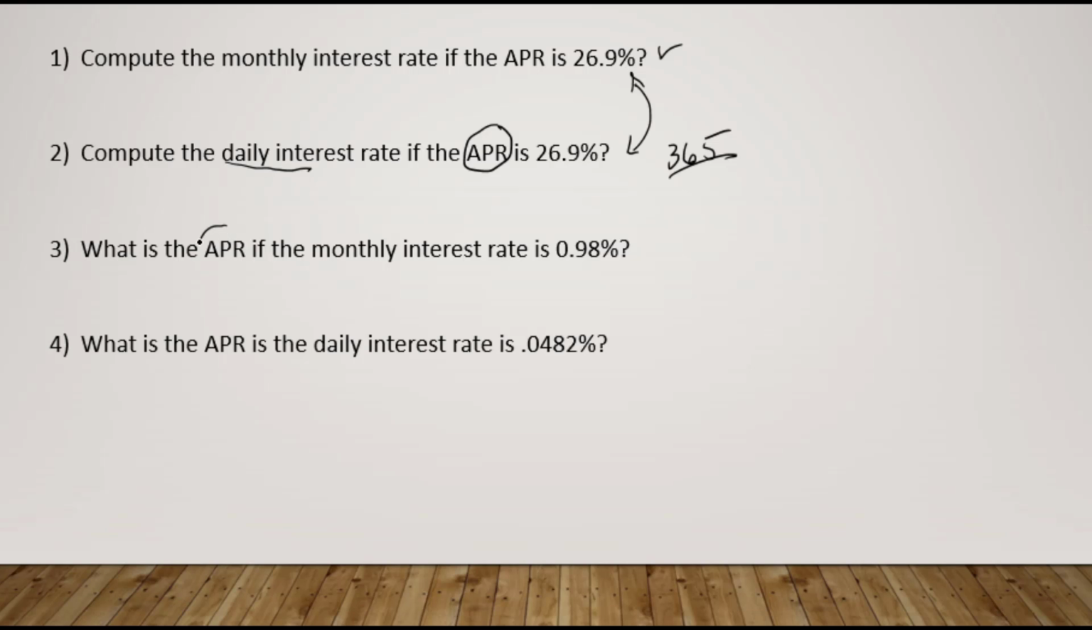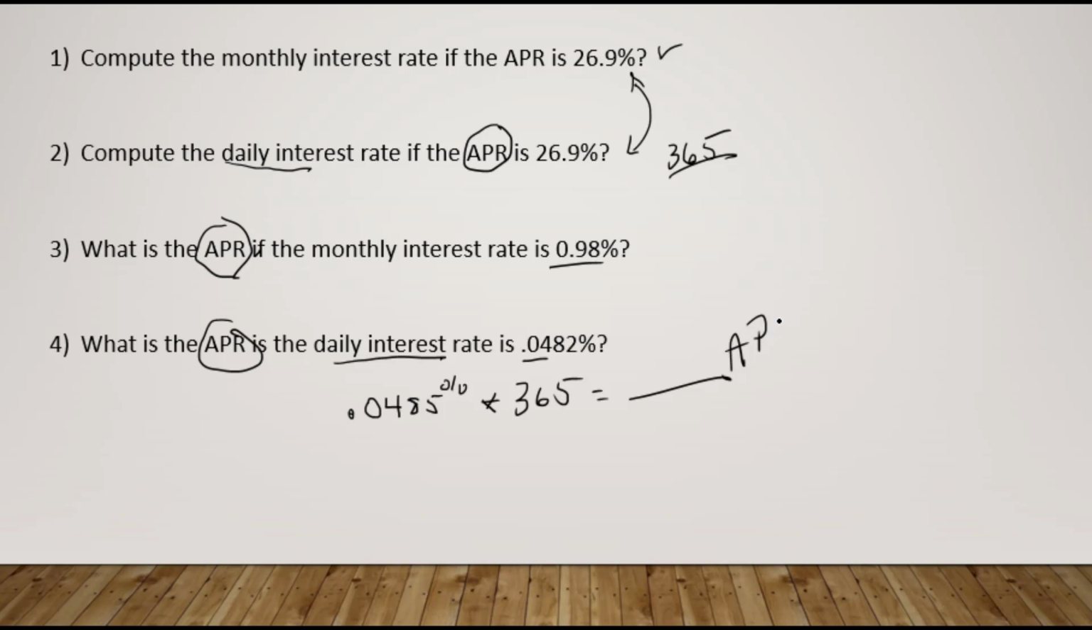What is the APR if the monthly interest rate is that? Hopefully you'll be able to get that one too, but I'll give you a hint down here on 4. What is the APR, the annual percentage rate, if the daily interest rate is this? Every day I'm paying that much interest, and there are 365 days in a year, and so that would be my APR. So it's really going one way or going the other.